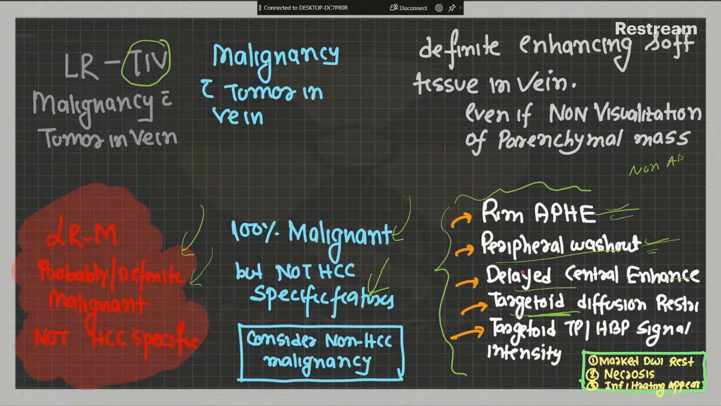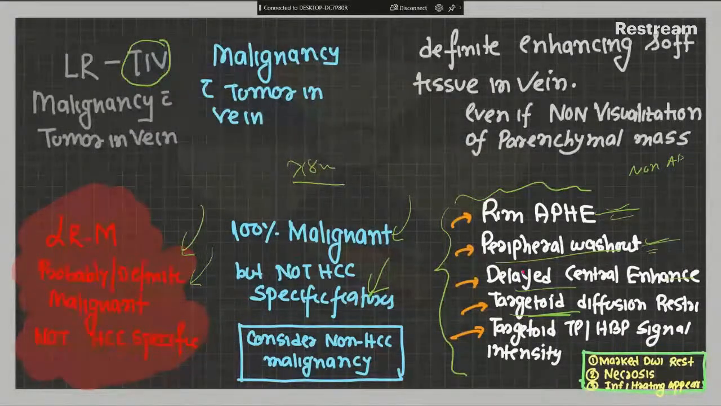LR-TIV, this is one more or less specific feature. That is, if the portal vein is dilated, there is some size criteria, greater than 18 mm I think, and you are seeing tumor in vein, basically tumor thrombus, then definitely there is a high chance of it being hepatocellular carcinoma. Even if you are not able to find a mass on ultrasound, but you are seeing a dilated portal vein in the background of CLD, this is very highly suspicious that the case is hepatocellular carcinoma.